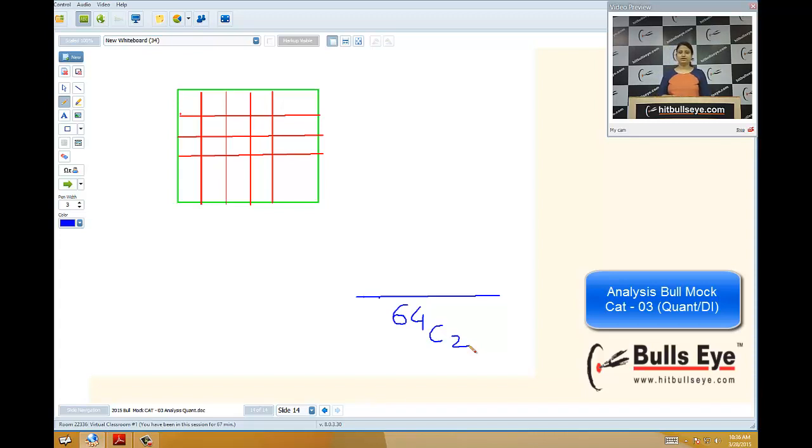Now I'm writing the number of favorable cases. We are choosing two squares and we want exactly one vertex common. First of all I'm choosing one square. For example, I'm choosing a corner square, and we want exactly one corner common. So what can be the permissible choice? This. There are 4 corner squares, and for each of these there is exactly one choice. So I'm writing 4C1 into 1C1.